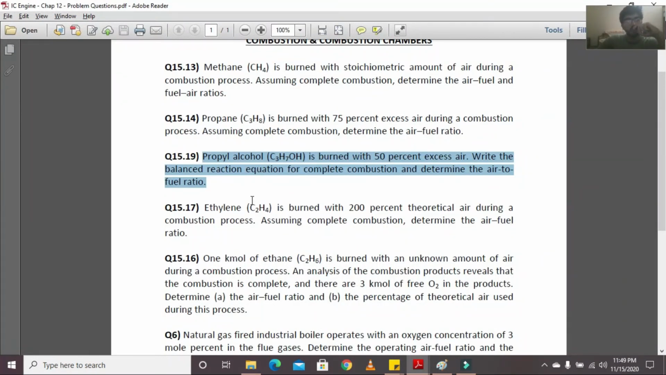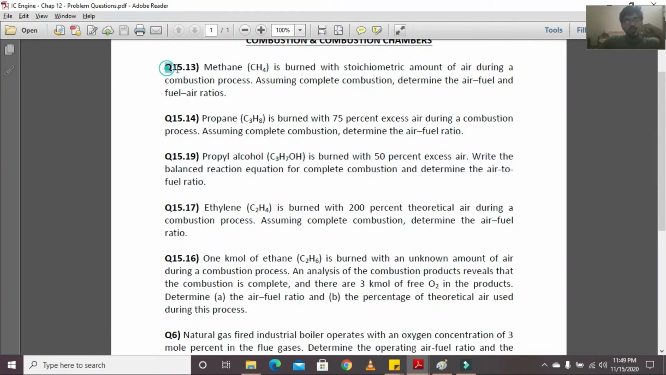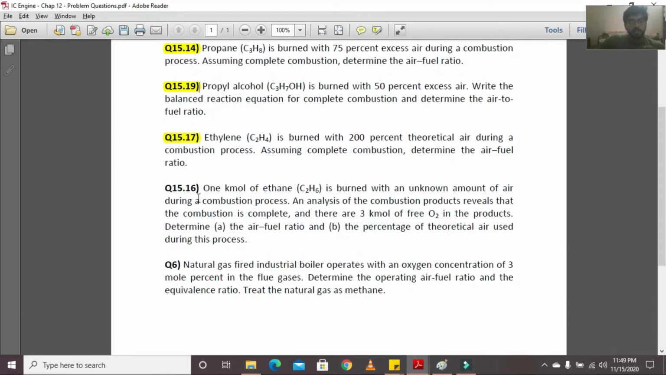Here you can see we have solved question number 15-13, and we solved question number 15-14, and after that we solved question number 15-17, because this question was similar to question number 15-14, and then we solved question number 15-19. Now we are going to solve this question number 15-16.